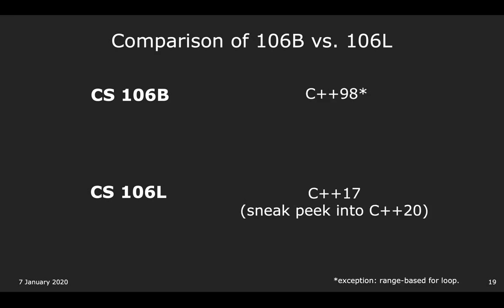In CS106B, the version of C++ used is C++98. And any guesses as to when that came out? 1998, okay, which was before I was born. So yes, this is a very, very old version of C++. It's sad to think that C++ hasn't evolved since then. Well, it has, but 106B doesn't really adopt it.